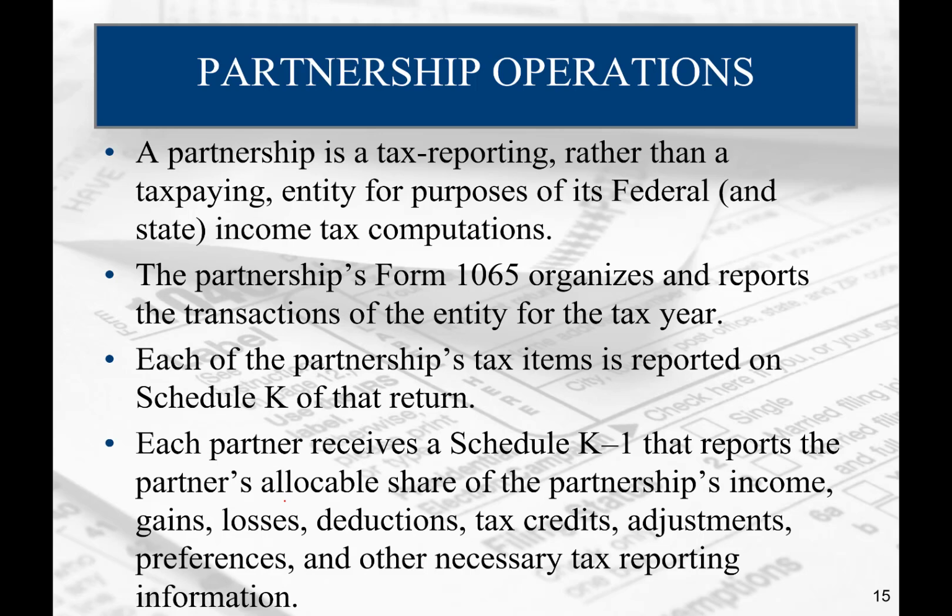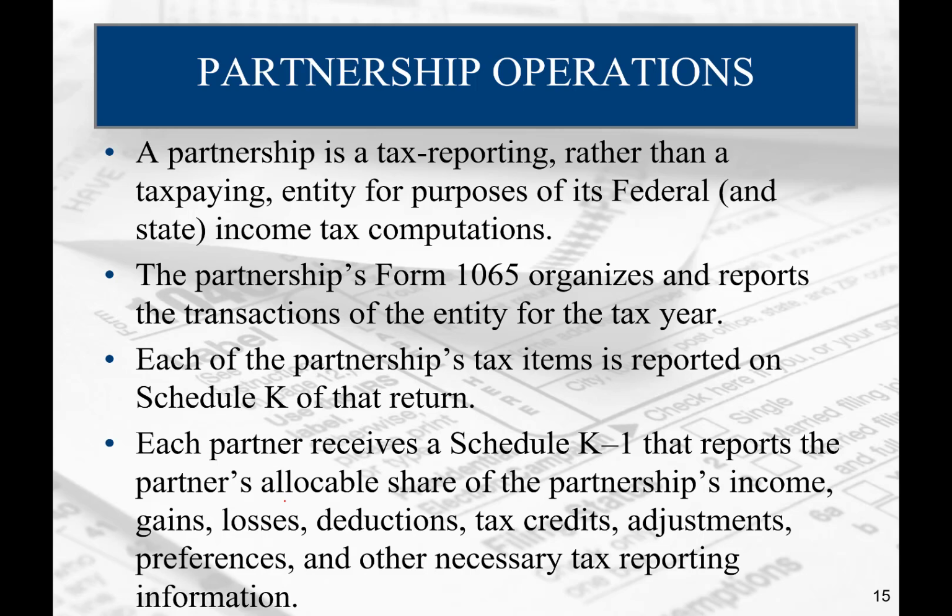So we're going to have the what? 1065. That's almost like the Schedule C for a sole proprietorship, where we'll calculate the partnership's income, whatever. But then that will be rolled over into the Schedule K, as will any other items that have tax consequence, I guess is the best way to put it. They are also reported on Schedule K.